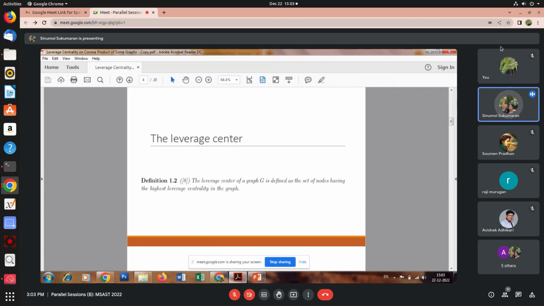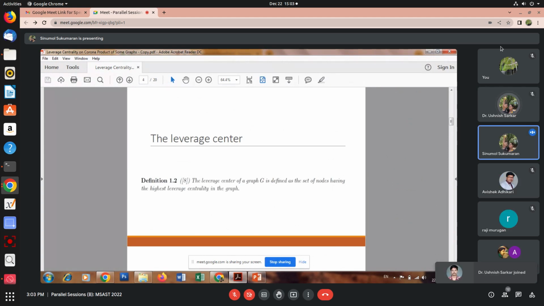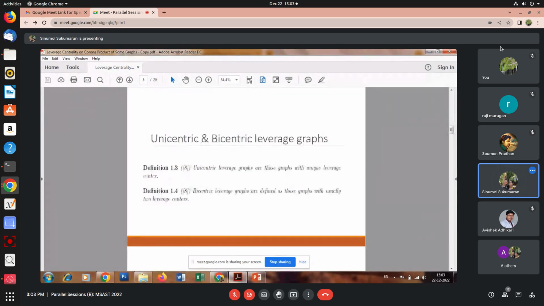The next definition, leverage center. The leverage center of a graph G is defined as the set of nodes having the highest leverage centrality in the graph. Unicentric and bicentric leverage graphs: unicentric leverage graphs are those graphs with unique leverage centers, and bicentric leverage graphs are defined as those graphs with exactly two leverage centers.